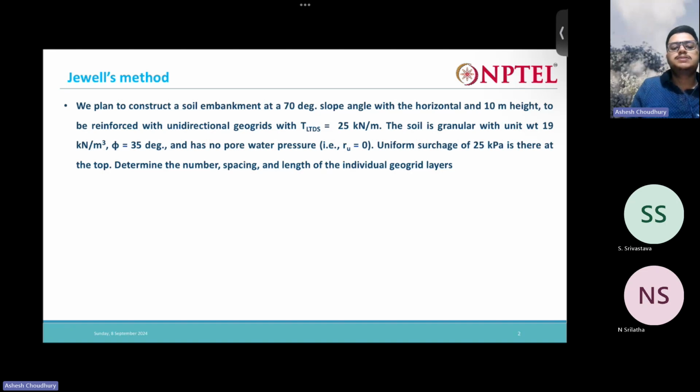Determine the number, spacing and length of the individual geogrid layers that we will be using to reinforce the soil. So in order to construct this steep sloped embankment, we need to use some reinforcement. We will be using geogrid reinforcement. So finally we have to determine how many layers of geogrid reinforcement we are using, the spacing of this reinforcement and the length of the individual geogrid layers. All these things we need to determine.